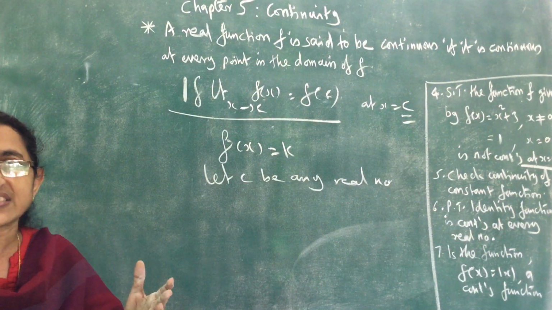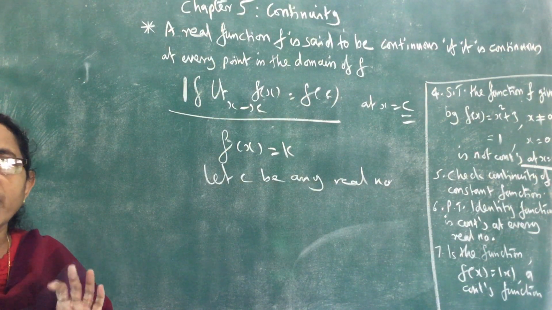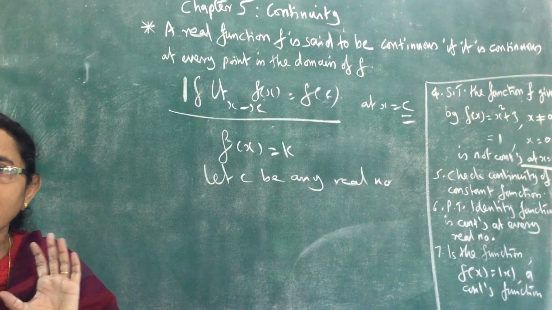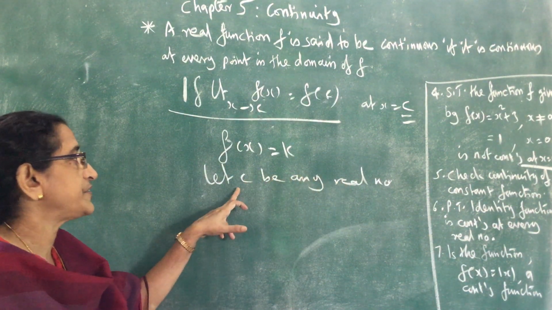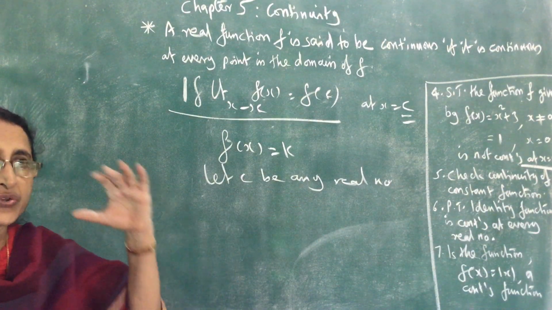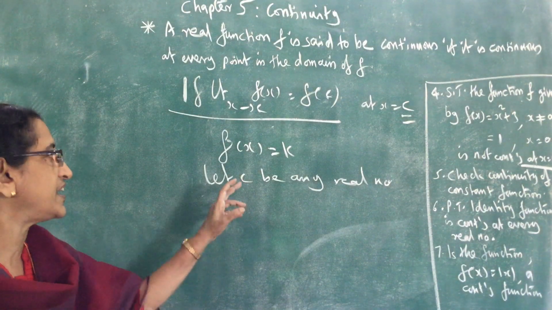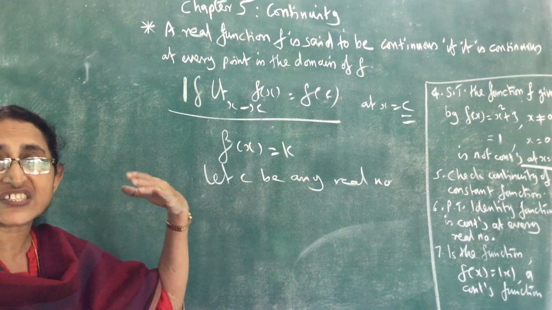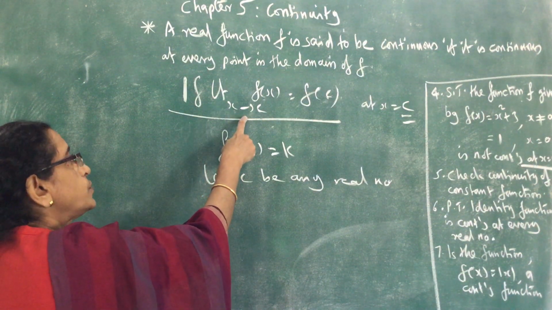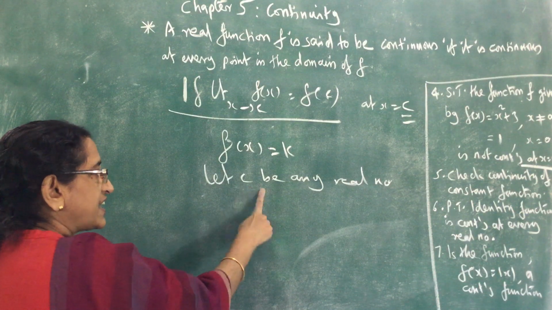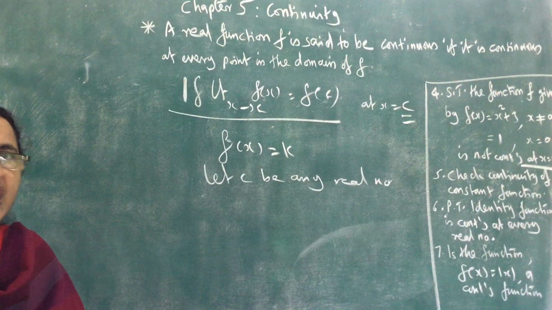Now we are taking a general number, general point C. If it is continuous at x equal to C, we will conclude that it will be continuous at every real number. So to represent generally a real number, we are taking C. Let C be any real number. Now we are going to check the continuity at x equal to C. Now what is the definition? This is the definition to check the continuity at x equal to C. No particular value we are taking. C can be any real number.